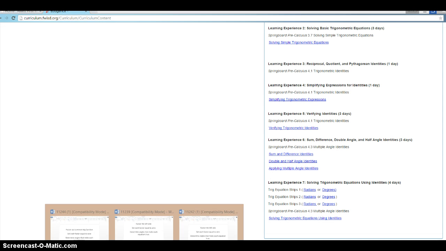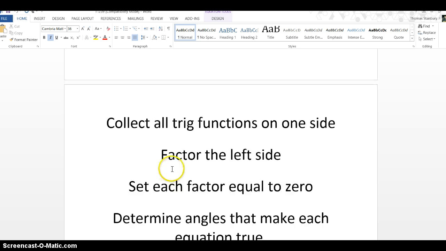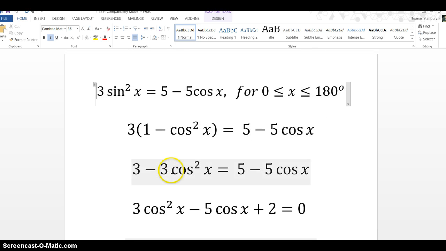Let's try another one. This one's in degrees, and you'll have to use your calculator for this. Here I've got 3 sine squared x equals 5 minus 5 cosine x. So I've got something squared here. You're going to have a quadratic equation, and you're going to have to factor it. And my angle can be from 0 to 180, including 0 and 180.